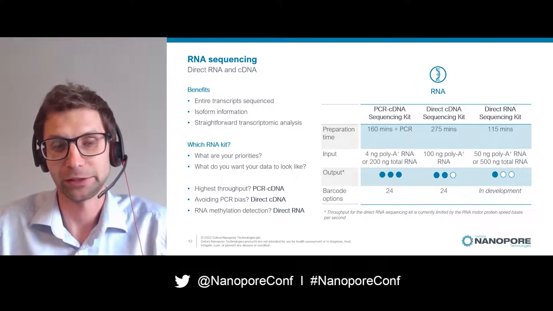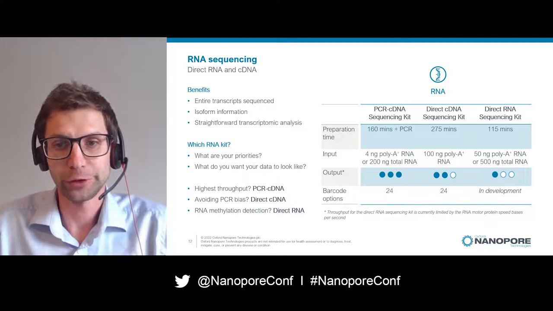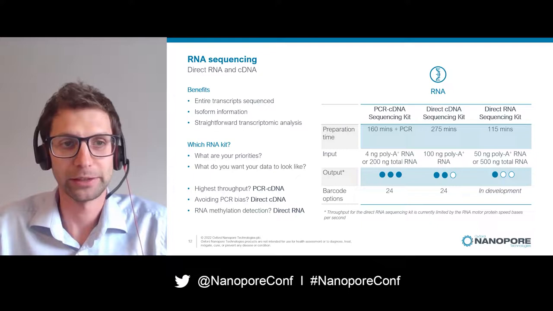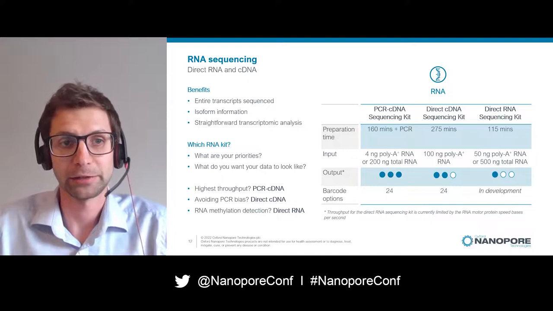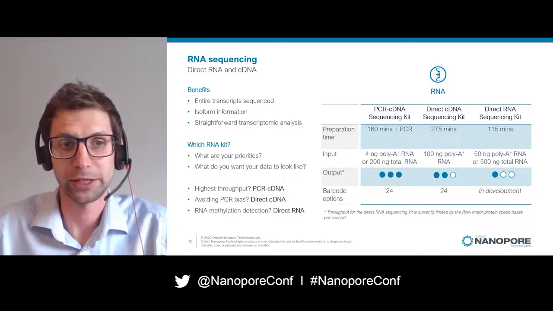Which kit should you go for? Well, it depends on the priorities of your project. If you want highest throughput, then definitely the PCR cDNA sequencing kit will be the best. If you want to avoid the PCR bias but still want intermediate amounts of throughput, then the direct cDNA kit will be best. But for detecting any changes in the RNA sequence or structure, such as modified bases, methylation, then direct RNA will be your best choice.